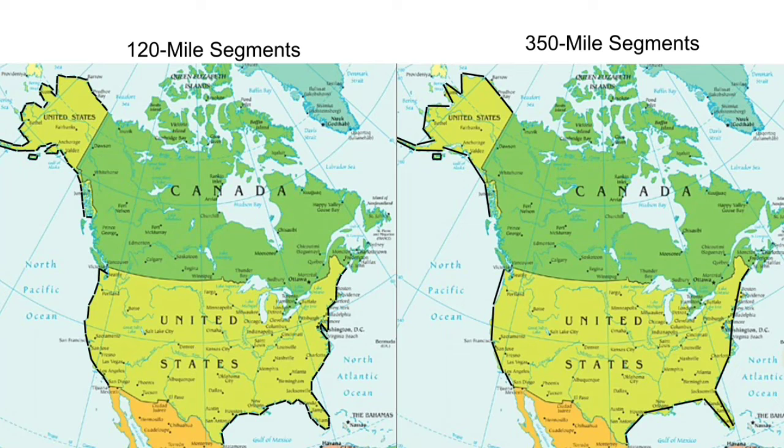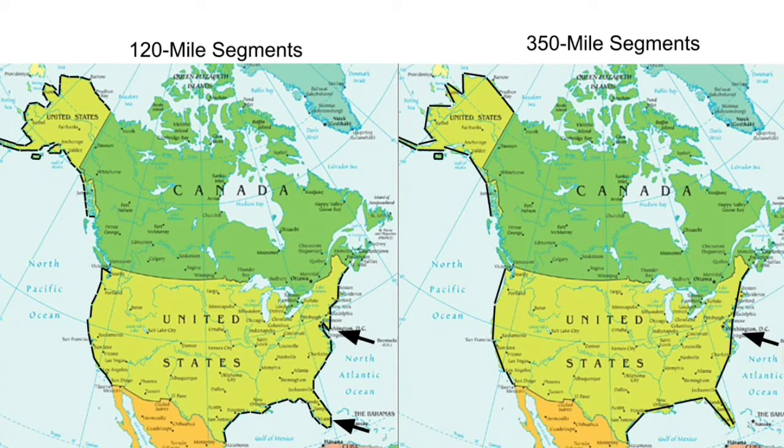Let's look at the 120-mile segment map next to the 350-mile segment map. Washington, D.C. on the left map is pretty precise, yet Washington, D.C. on the right map couldn't have been as precise because those bumps aren't something that a larger measuring stick can measure. Same thing with Florida and Alaska. That means that a lot of coastline was cut off in measuring with 350-mile segments.